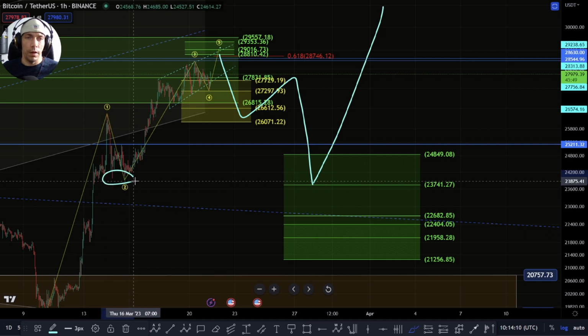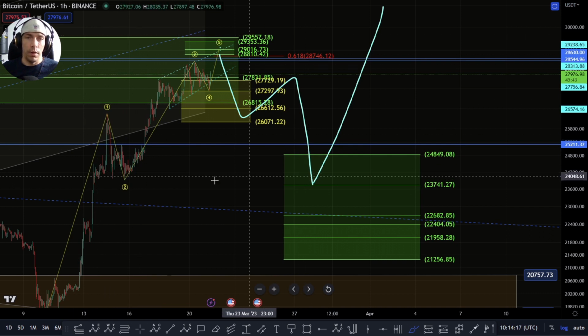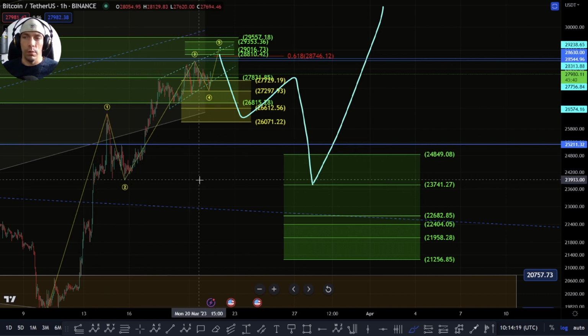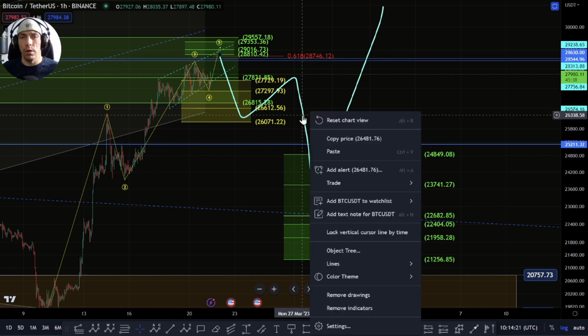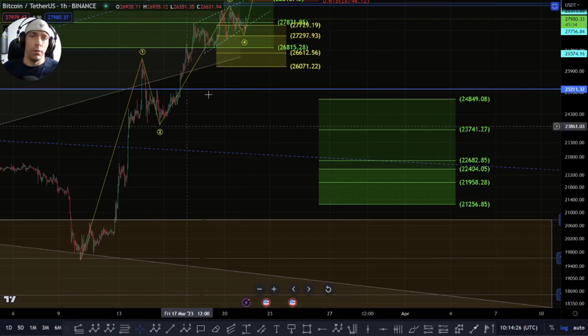So I would be keeping an eye on this previous wave two here. This could be an interesting zone if we do look to break down, that's sitting around this 23,933. So that's what we're looking for if we're looking at this as an extended wave one in here.